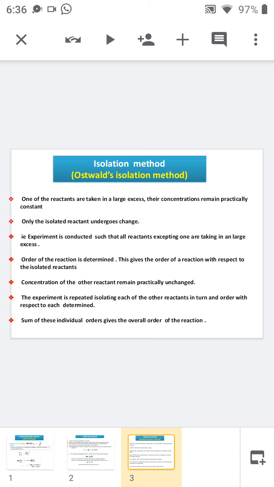Consider the example of ester hydrolysis for the isolation method. For ester hydrolysis, first of all, take the concentration of ester. We can measure the concentration of the ester, and we take the quantity of water in a large excess. Then find the order of the reaction. So we know that the rate is directly proportional to the concentration of the ester. Then again, if we do the same experiment by taking a large excess of ester and the concentration of water constant, we can see that there is no influence of the water on the chemical reaction. So the power of water is 0.